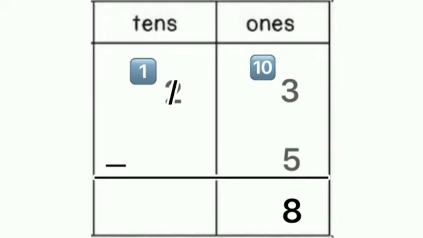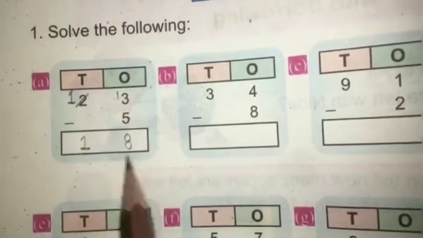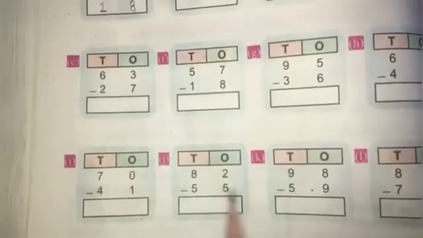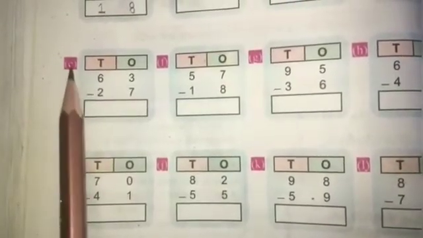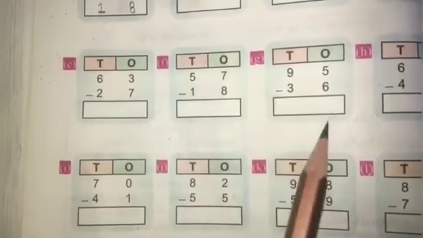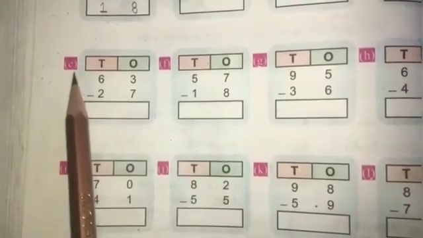In step 2, now subtract the tens. 1 ten minus 0 tens and it will become 1 ten. So the answer is 18. Students, in these parts I am going to do part E. And other parts, students, you will do the same as part E and A.